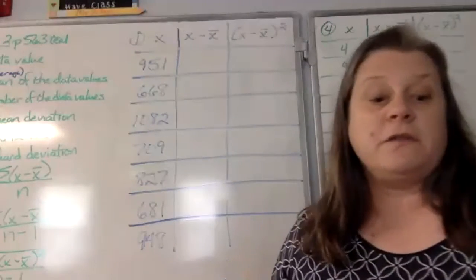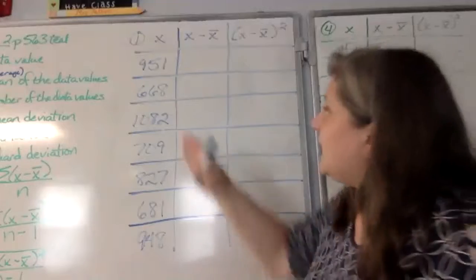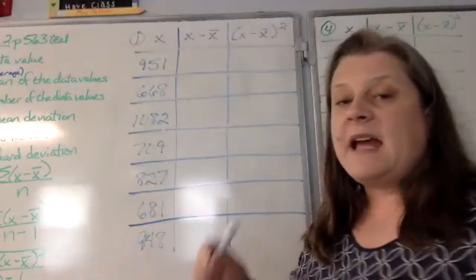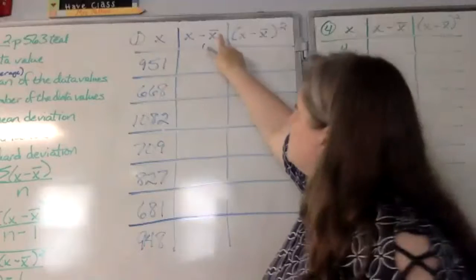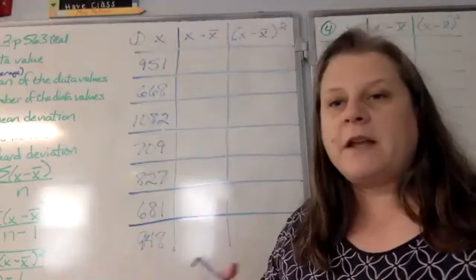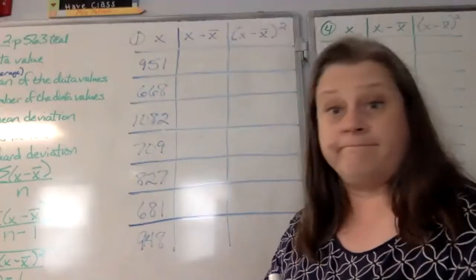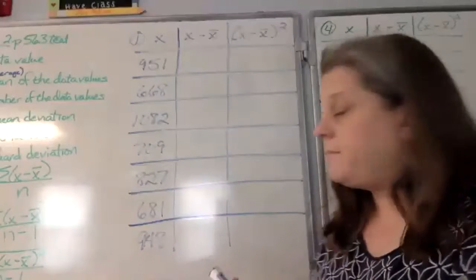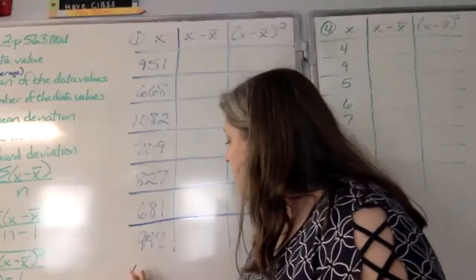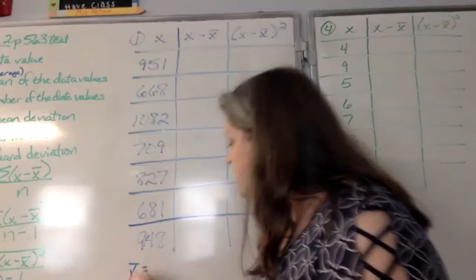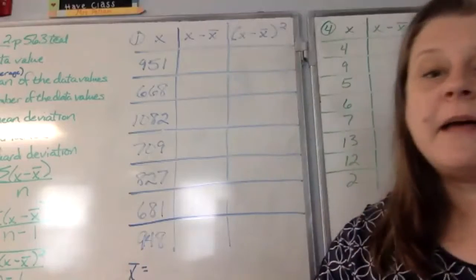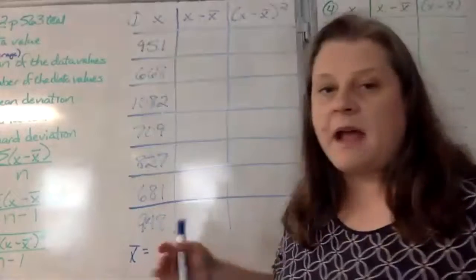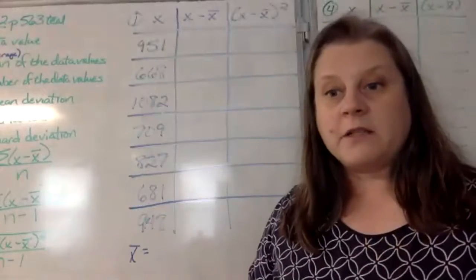So what I'm going to do first is it gives me my x's, and then in my next column, I take each x value and subtract the mean. But do I know the mean yet? I don't know my mean yet. I have to find my mean. So to find my mean, that's the x with the bar over it. To find that mean, I have to add these numbers together and divide by how many there are. That's like what we talked about yesterday.